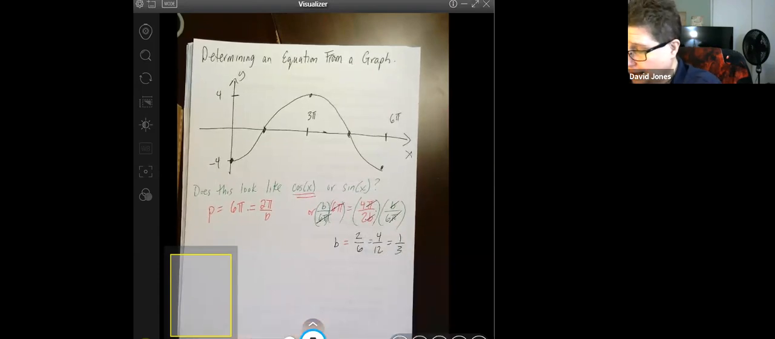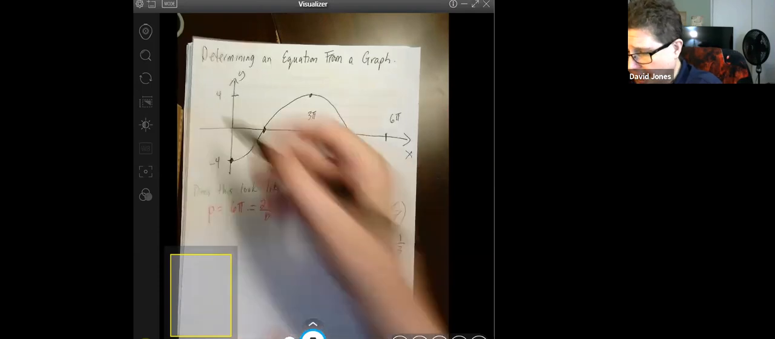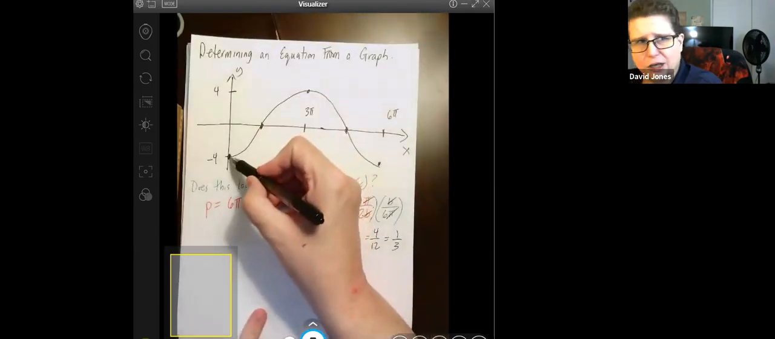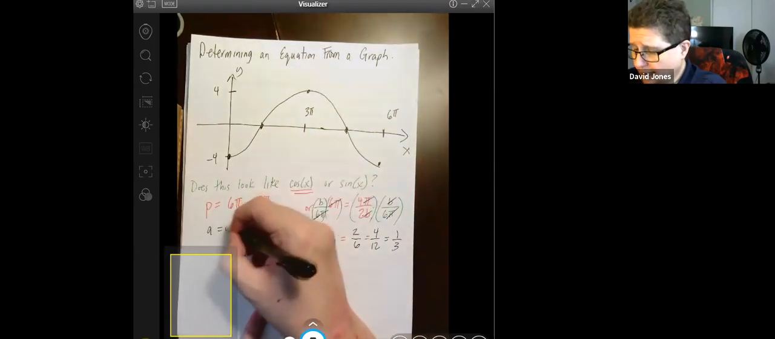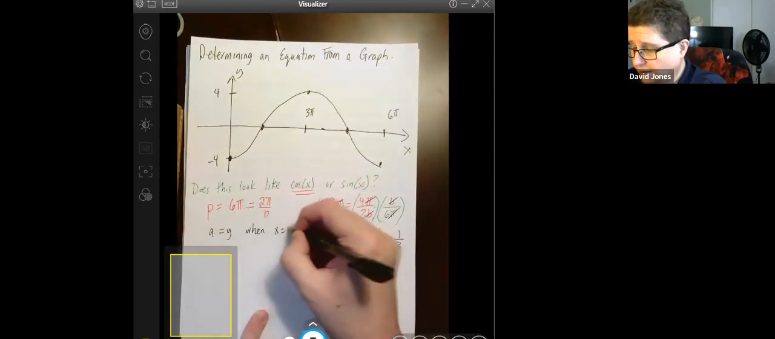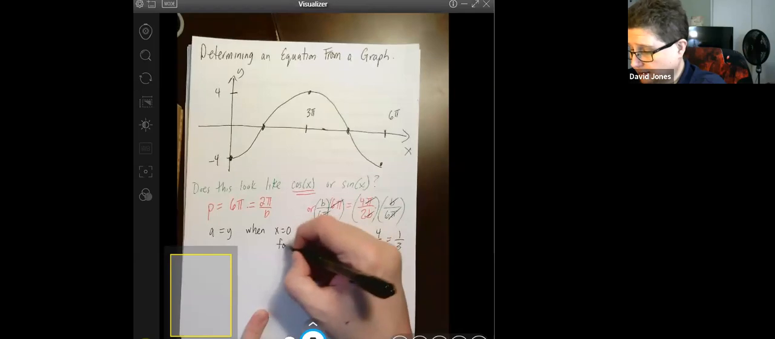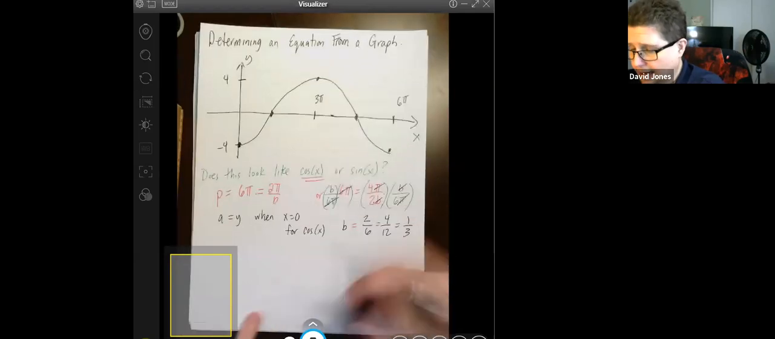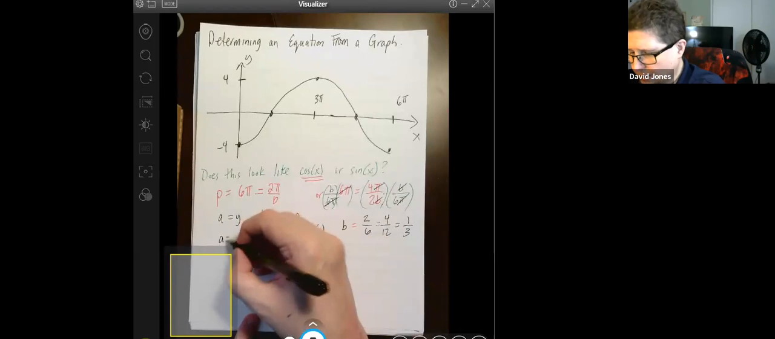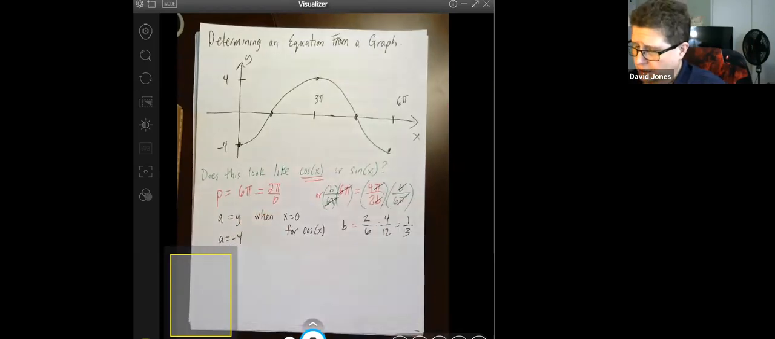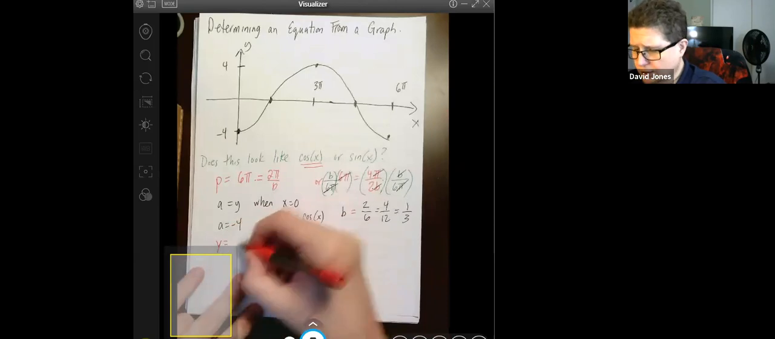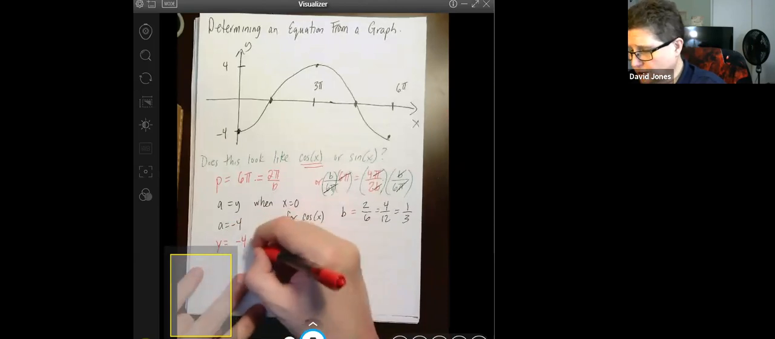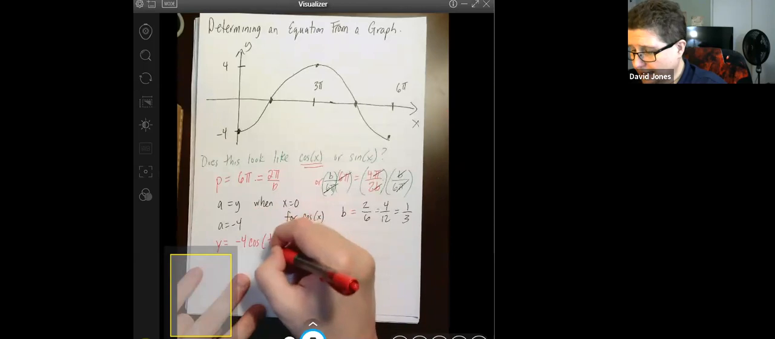So I've got b, and a is the value when x equals 0, equals y when x equals 0 for cosine x. And in this case, a equals -4. So this looks like y equals -4 cosine of 1/3 x.